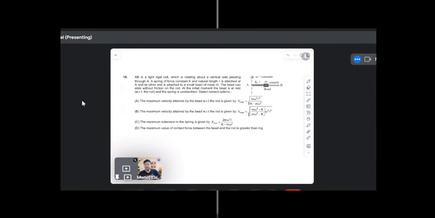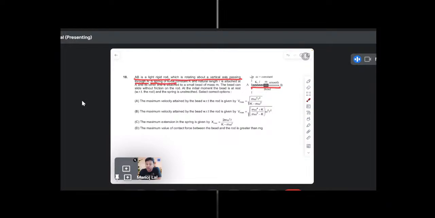This is a question from mechanics. AB is a light rigid rod, as you can see, which is rotating about a vertical axis passing through A.